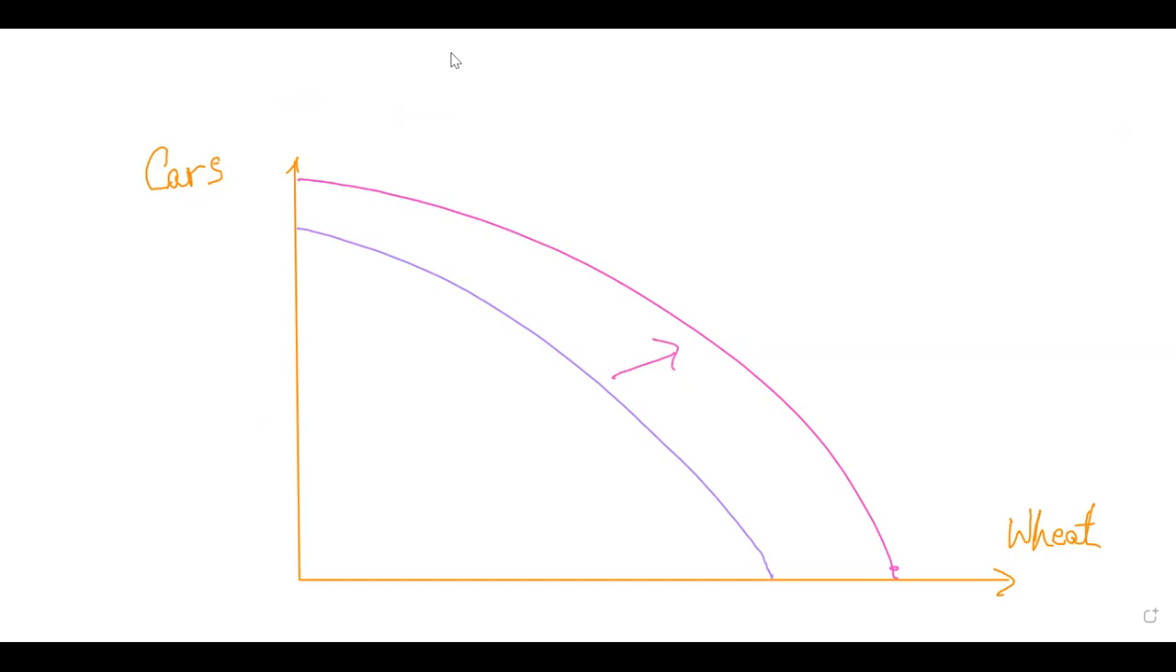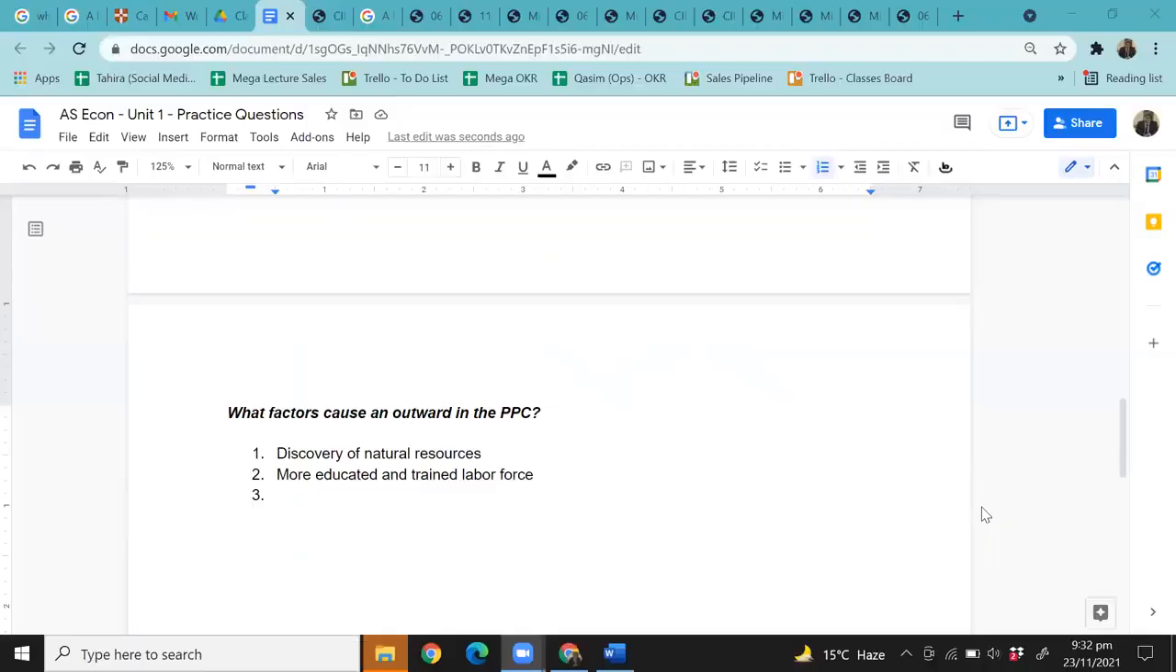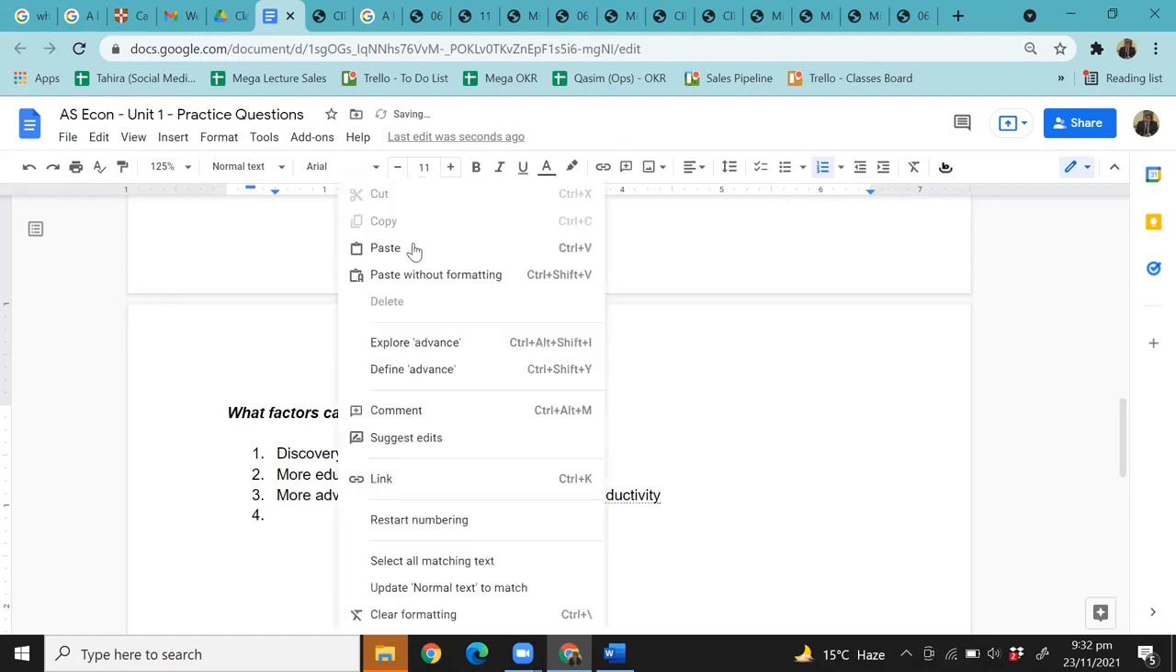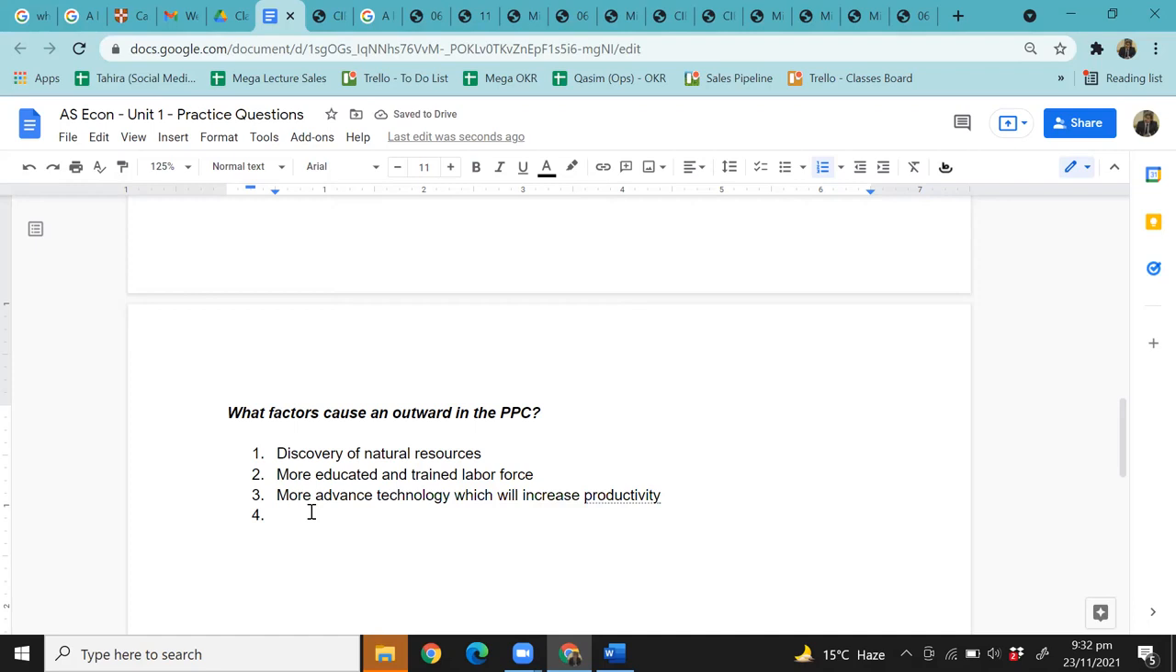Easy. Now we are discussing the factors that cause an outward shift: a more educated and trained labor force, discovery of natural resources, and more advanced technology, as Johan was saying, new technology, which will increase productivity. Yesterday we talked about the word productivity, yes or no? Productivity means how efficiently you're producing something. More advanced technology, and so on and so forth.